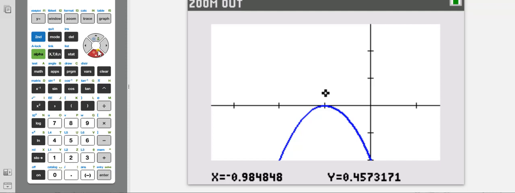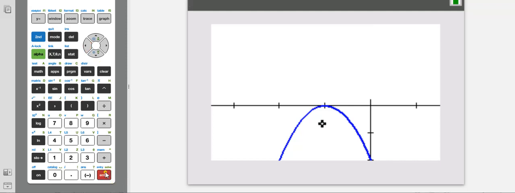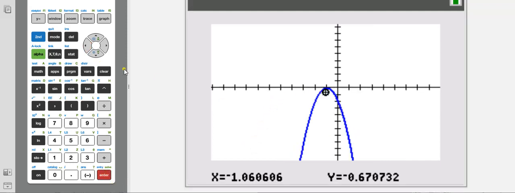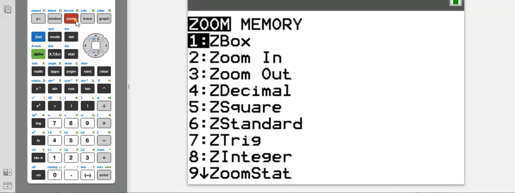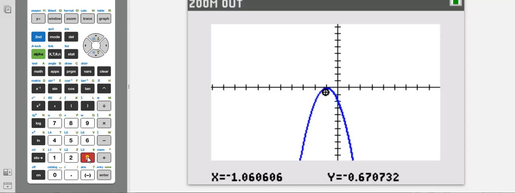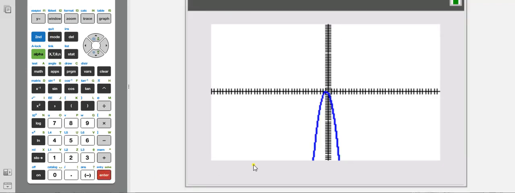Again, you can move the cursor where you want to zoom out, and then press enter. Now you zoomed out. So let's say you want to zoom out again, go to zoom, press number 3 again, and press enter. You're zooming out.